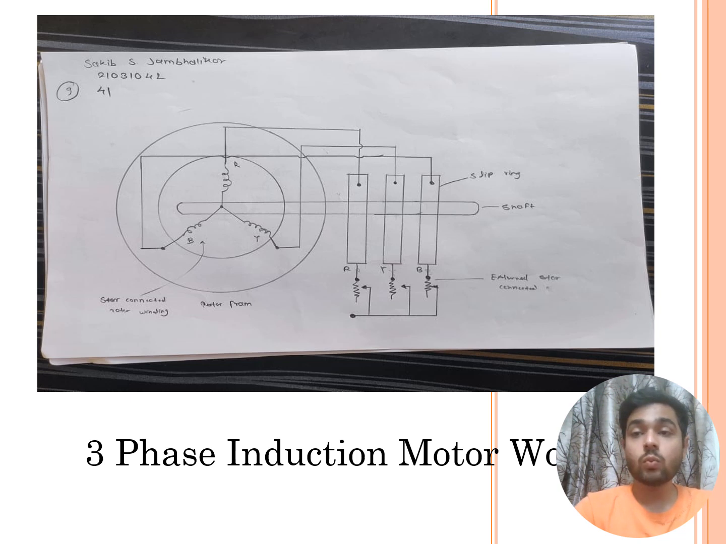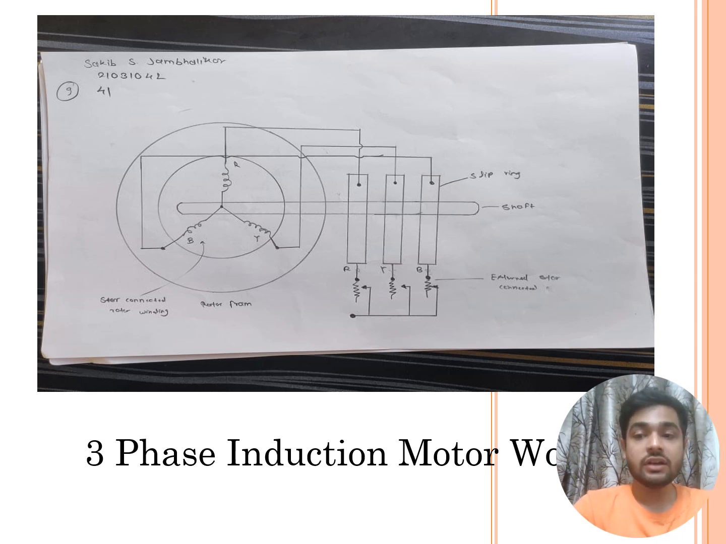Now the working of the three-phase induction motor: the production of the rotating magnetic field. The stator consists of overlapping windings offset by an electrical angle of 120 degrees. That is the angle between the three phases R, Y and B, 120 degrees each. When the primary winding, the stator, is connected to the three-phase AC source, it establishes a rotating magnetic field which rotates at synchronous speed.